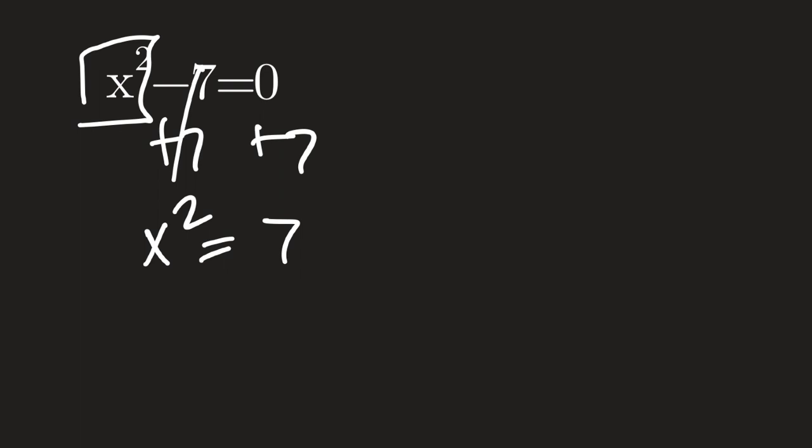And once you've isolated that squared term, how do we get the squared to go away? We use the radical symbol here. We're going to take a square root. So we're going to take the square root of x squared, which becomes x. We know that we're going to get a positive and a negative result, so I'm going to go ahead and put my plus minus there.